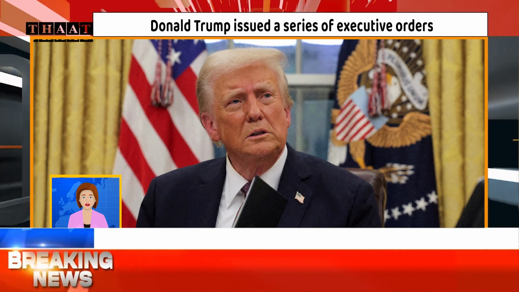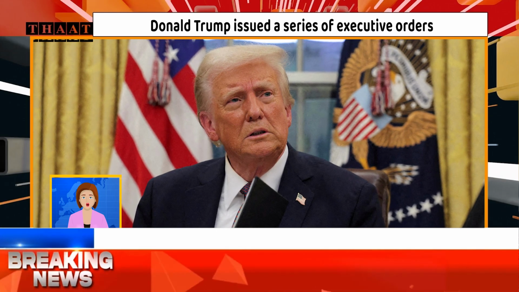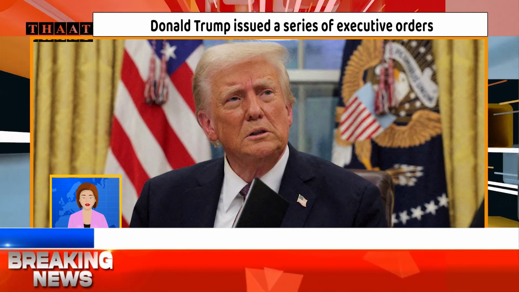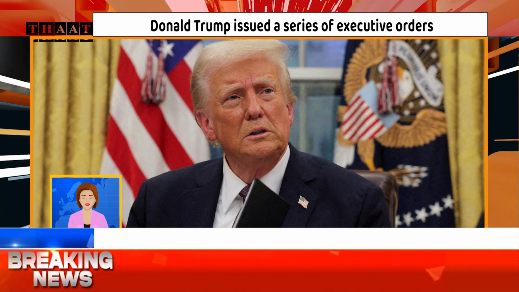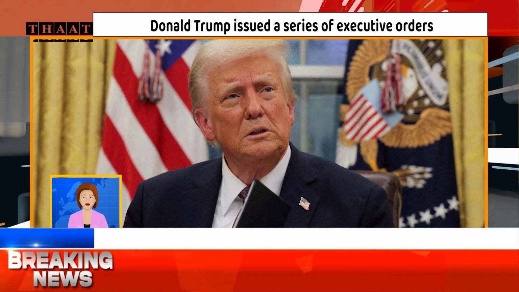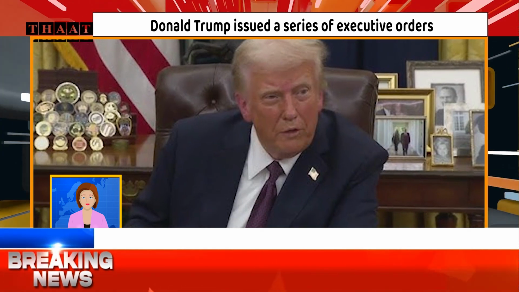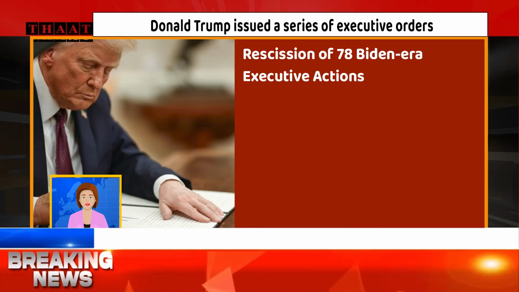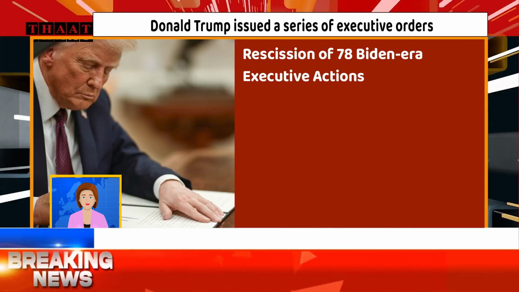Donald Trump issued a series of executive orders during the early days of his second term. It focuses on reversing policies from the Biden administration and implementing his own agenda. Here's the list of the executive orders signed by Trump. 1. Rescission of 78 Biden-era executive actions.